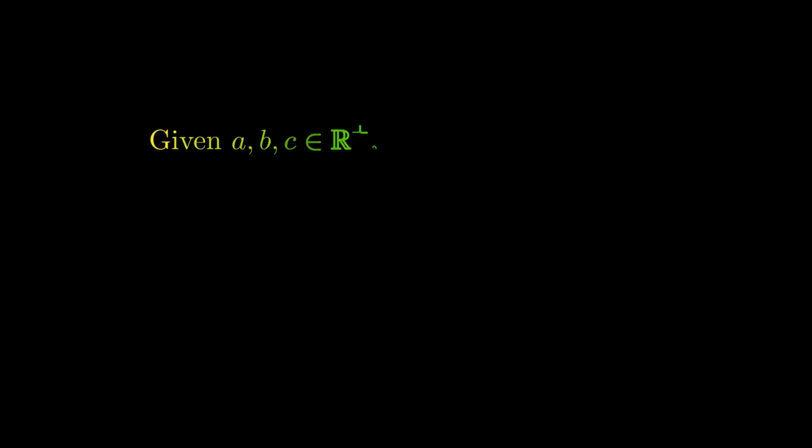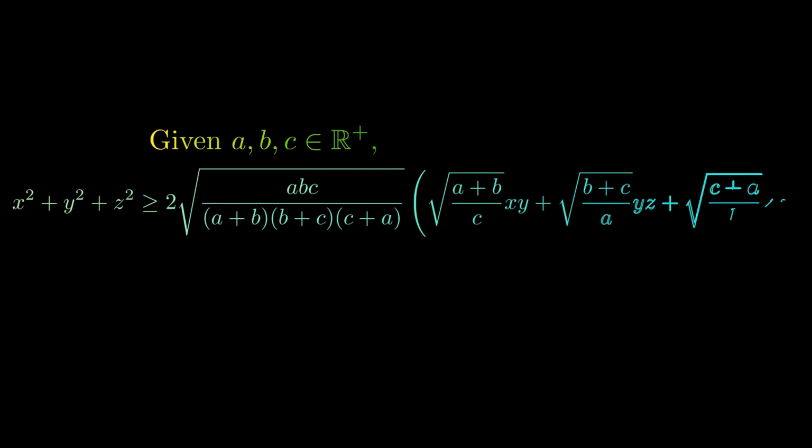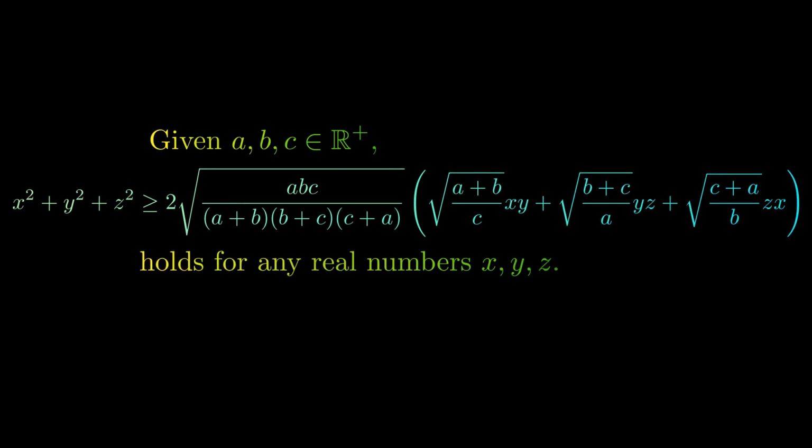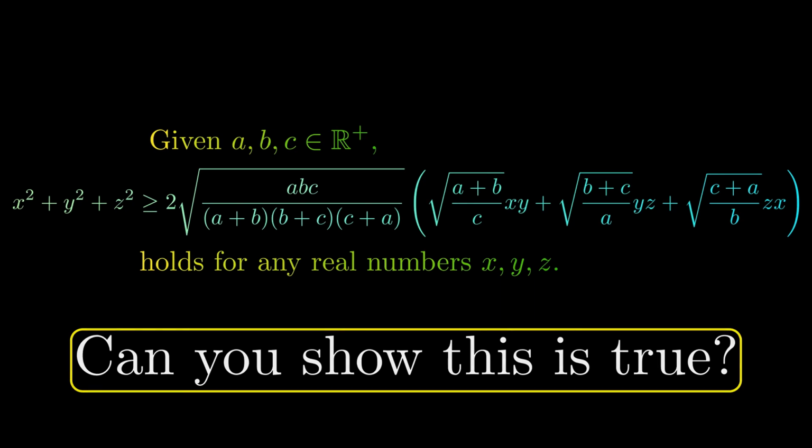If one day you are given positive real numbers a, b, and c, and you were told that the following inequality holds for any real numbers x, y, and z that you can possibly find, you scratch your head and you ask yourself, can you show that this is true?